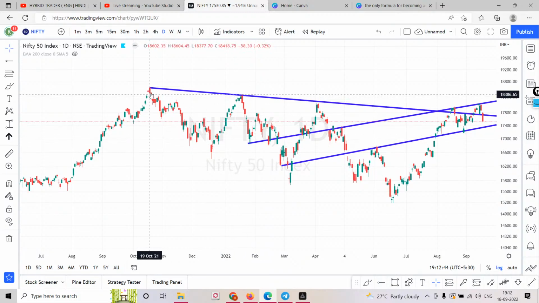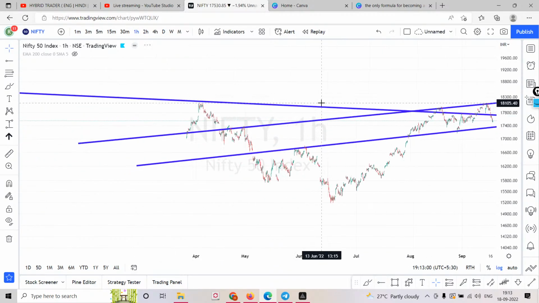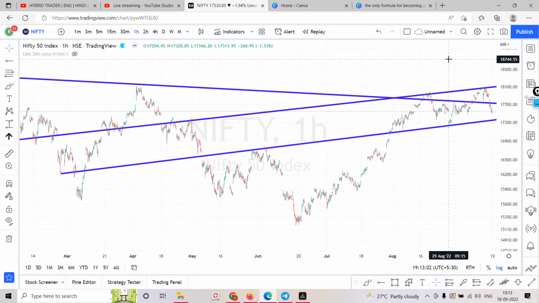So let's come back to the Nifty. This is my price action, friends. We have discussed it many times. I have plotted this on the 1 day time frame. Now I'll take you to the 1 hour. So this is my Nifty view.